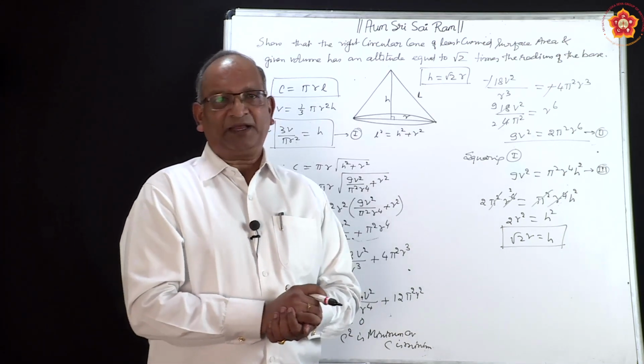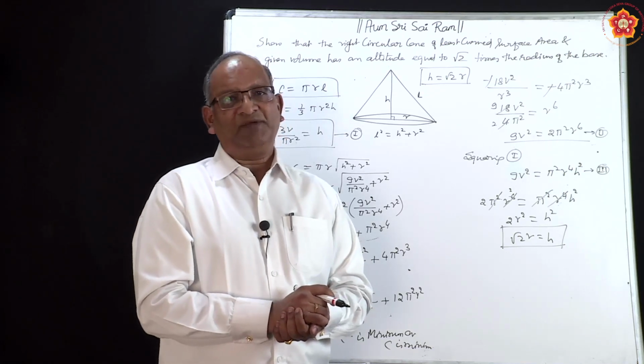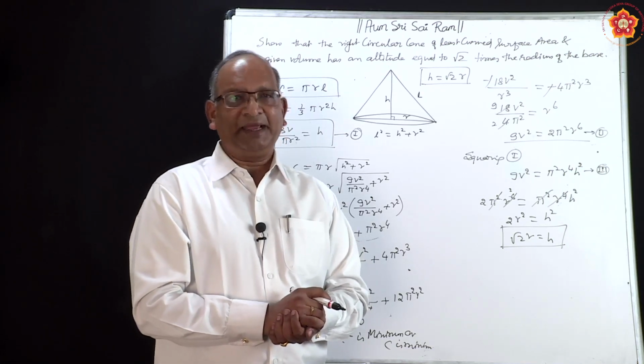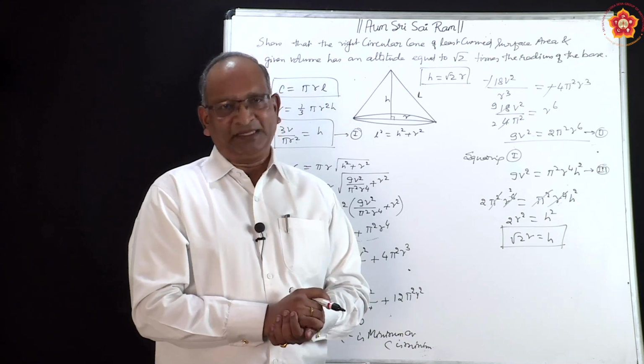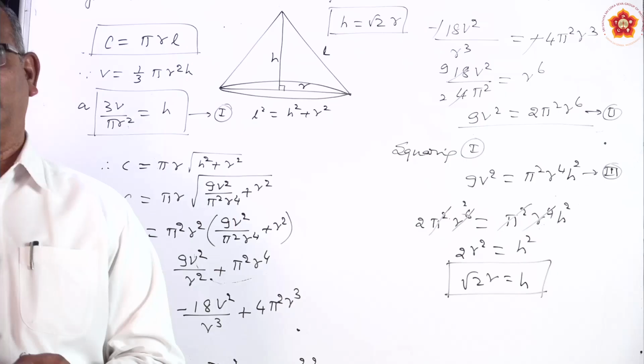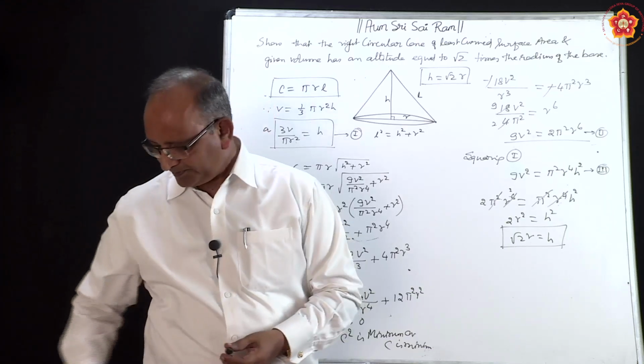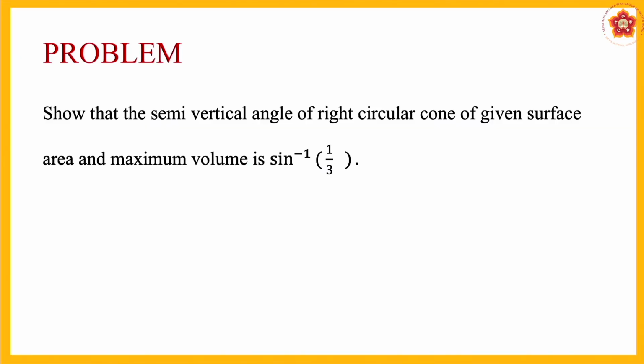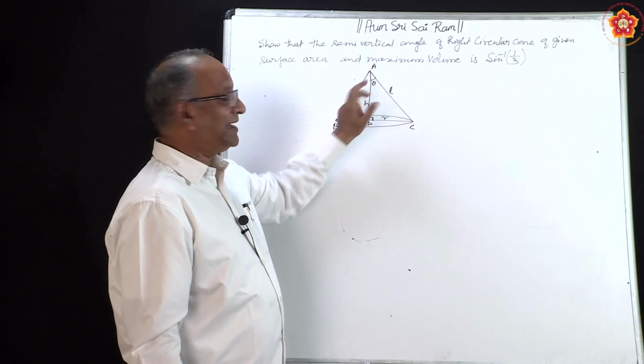We'll close this particular chapter by solving one more tricky problem based upon mensuration. So let us go for the last problem. Yes, let us come to this problem. He says, show that the semi-vertical angle. We know that the angle BAC is the vertical angle. Semi-vertical is half of it, so we are assuming that as theta.